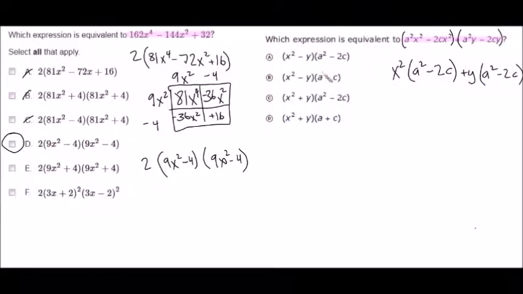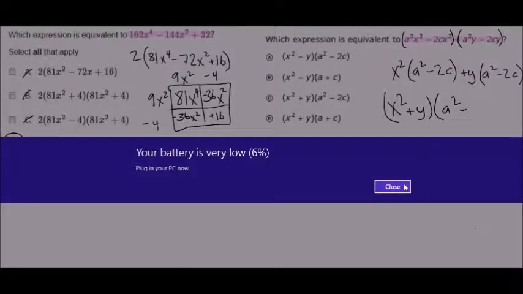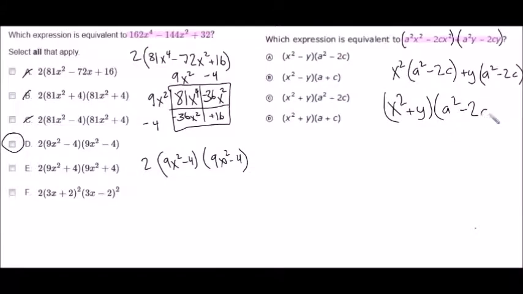This doesn't match my choices, but I can regroup this. I can put the outsides together and the insides together. A squared minus 2c. And that does match. Let's see, that does match answer choice C.